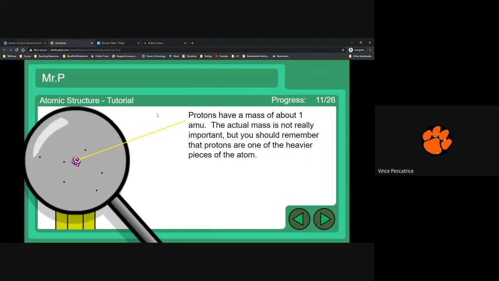The protons have a mass of about 1 AMU. AMU stands for atomic mass unit. Basically what this slide is saying is that all you need to know is that the proton is heavy, and it makes up most of the weight in an atom. We're not going to really talk about how much an AMU is because for this class it doesn't play a big role, but it is important in more complicated chemistry. All you really need to know is that it is one of the heavier pieces of an atom.